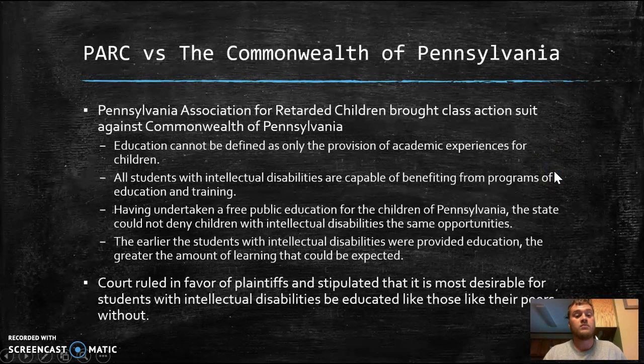Looking at PARC versus the Commonwealth of Pennsylvania. PARC is the Pennsylvania Association of Retarded Children, and they brought a class action suit against the Commonwealth of Pennsylvania. The court ruled in favor of these plaintiffs and stipulated the students should have the education as close as possible to the education that their peers are receiving, whether they're exceptional or not. Basically, the Commonwealth of Pennsylvania was accepting federal funds and not accepting disabled students or mentally challenged students, whatever the case might have been for each individual student. They were accepting federal money, but not following all federal laws by giving them all the equal opportunity.